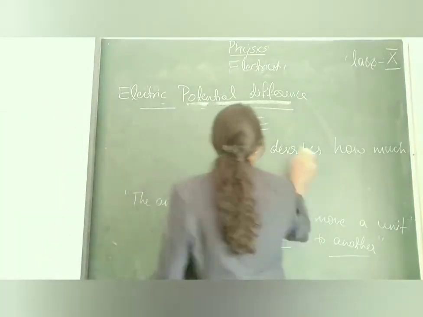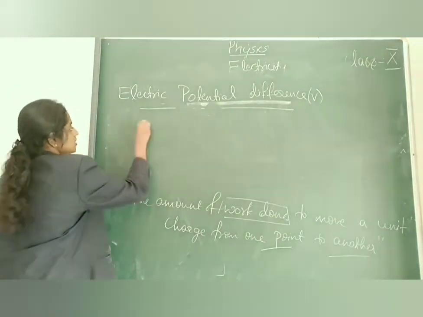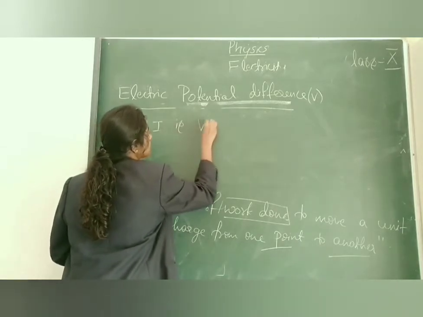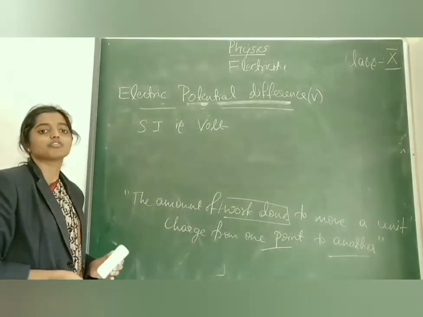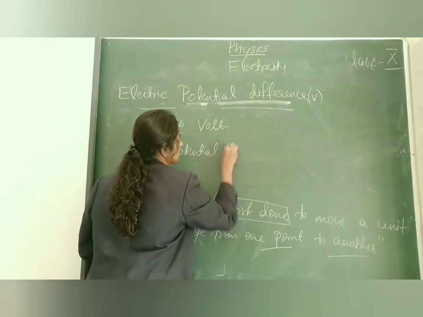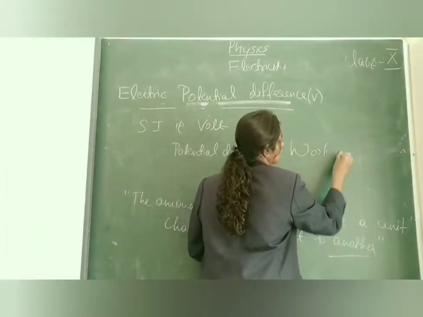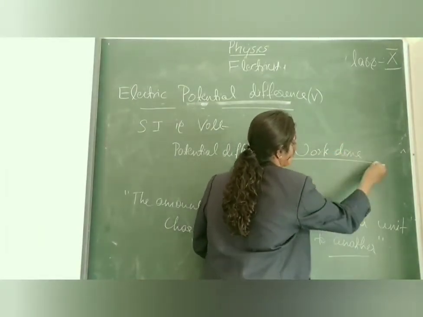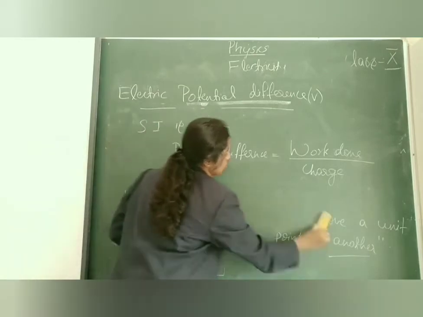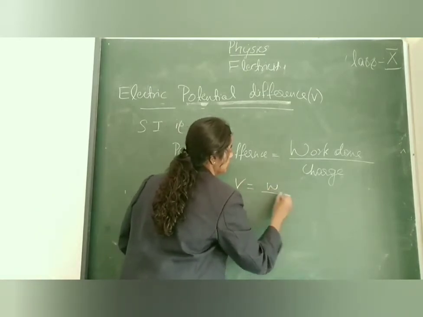Potential difference is denoted by V only. The SI unit of potential difference is volt, and the mathematical formula for the potential difference is: potential difference is equal to work done by charge. That is, V is equal to W by Q.